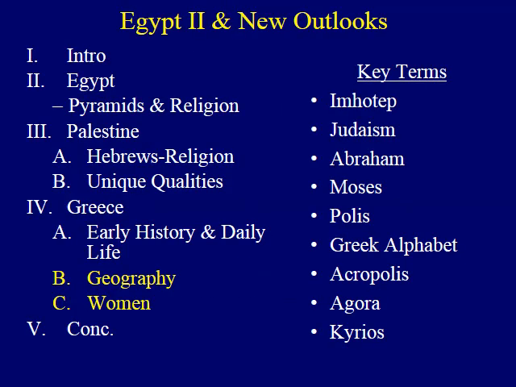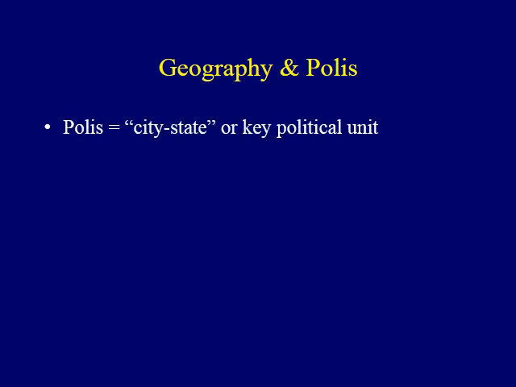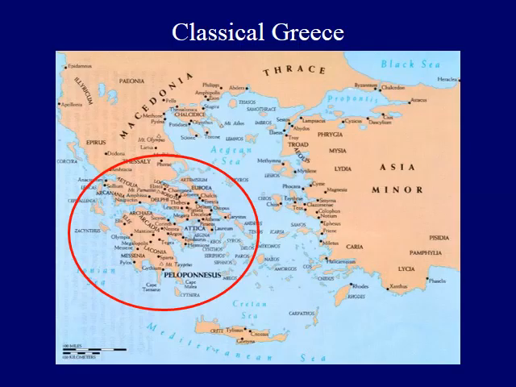Next, we'll look at the geographic layout of different communities and the role or status of women. The polis was the typical political unit throughout Greece. This often is defined as a city-state. Greece was not united under one kingdom. The circled area of this map shows the many different city-states within Greece.